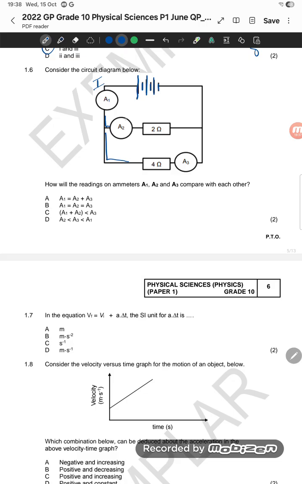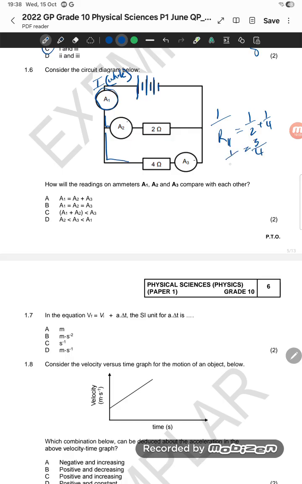So my A2 reading is going to be separate from my A3 reading, which is going to be separate from the whole. This is the whole of the currents, and resistance. Remember, resistors in parallel: 1 over R in parallel is equal to 1 over 2 plus 1 over 4, which is a half, plus, which is 3/4.